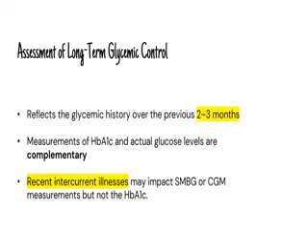Assessment of long-term glycemic control reflects the glycemic history over the previous 2 to 3 months, that is HbA1c. Measurements of HbA1c and actual glucose levels are complementary. Recent intercurrent illnesses may impact SMBG or continuous glucose monitoring measurements, but not the HbA1c level.